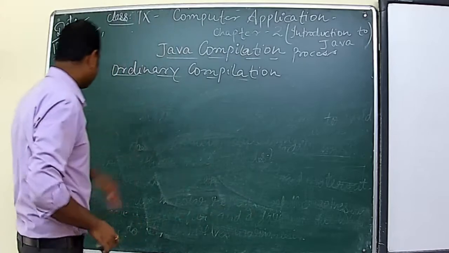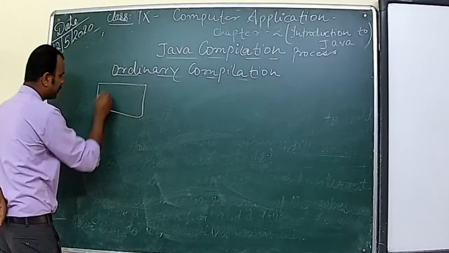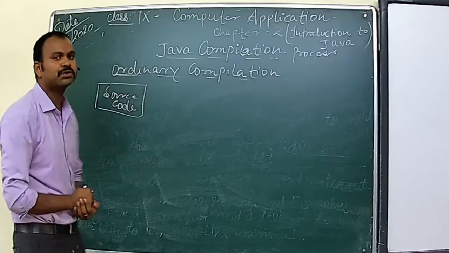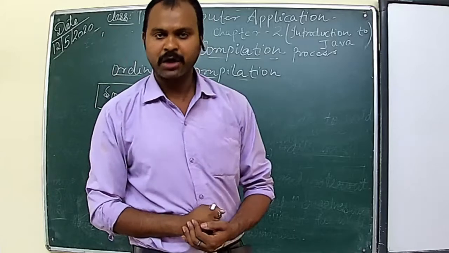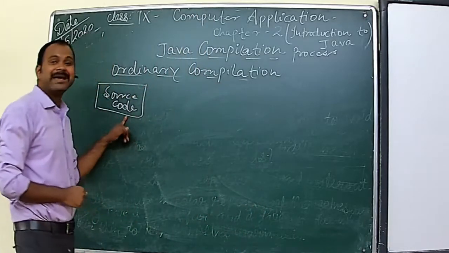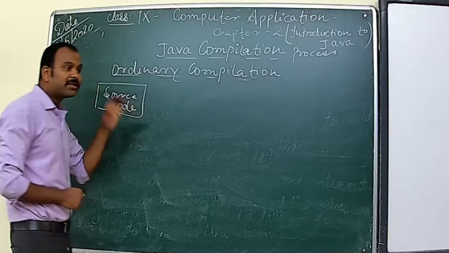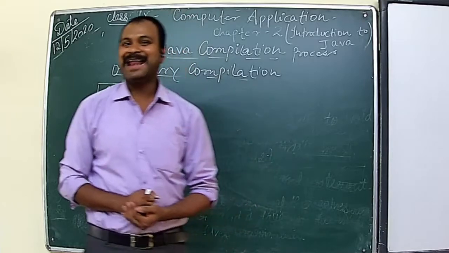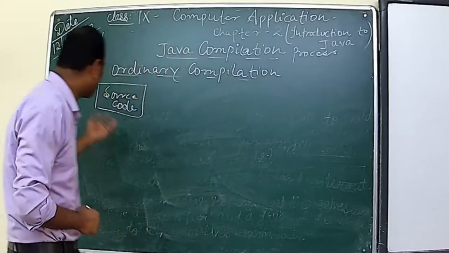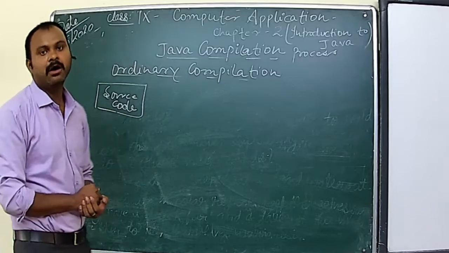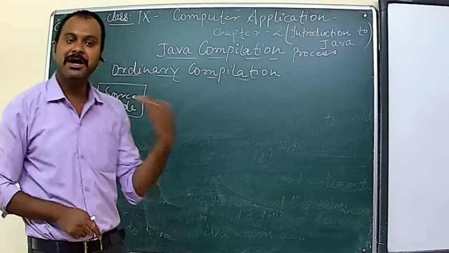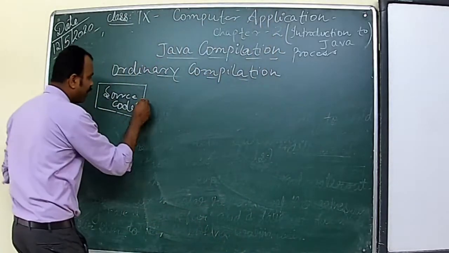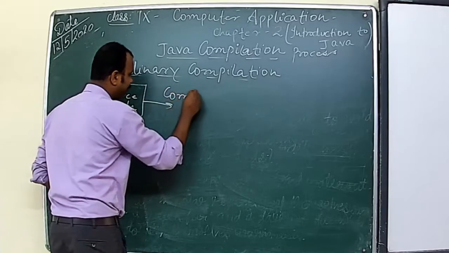In ordinary compilation, we start with source code. I believe you are aware of source code? Yes. Source code is the code we use to write a program in any language. When we write a program in any language, that program is called source code. So that is source code, and we use a compiler or maybe an interpreter.